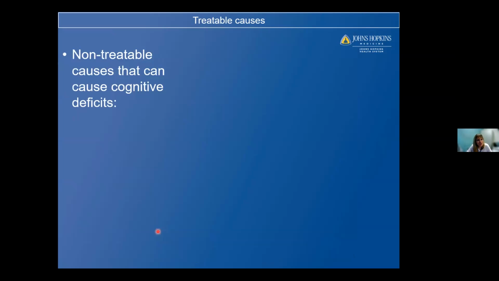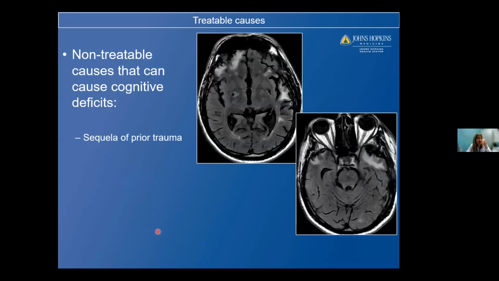And then there are the structural but non-treatable causes of cognitive deficits. For example, sequela of prior trauma, with the more common involvement being encephalomalacia and gliosis of the frontotemporal lobe. When you see this pattern, we see those regions of T2 FLAIR. In this case, we're showing only FLAIR, but T2 FLAIR hyperintensities in the subcortical white matter of the frontal regions and the temporal regions. And here we see that both temporal lobes are involved. When we see this, it is very typical of a sequela of TBI.